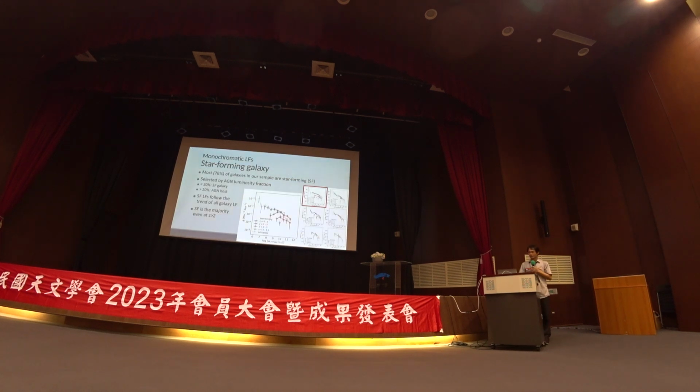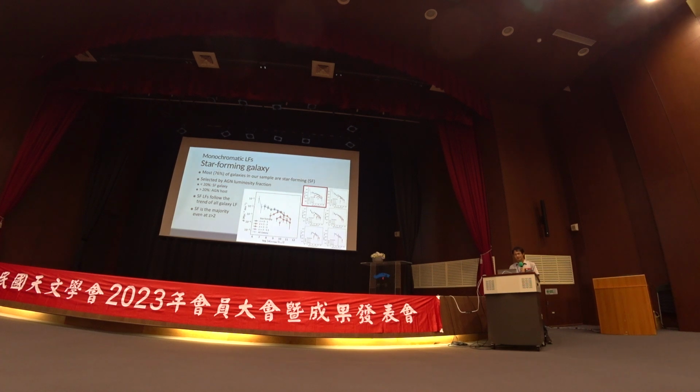But the luminosity function I just showed contains all of the population of galaxies. So what about different populations? Here we divide the galaxies into star-forming galaxies and AGN, with an AGN luminosity fraction of 20% as the criterion. And you can see the star-forming galaxies' luminosity function actually follows the trend of the luminosity function of the all-galaxy combination.